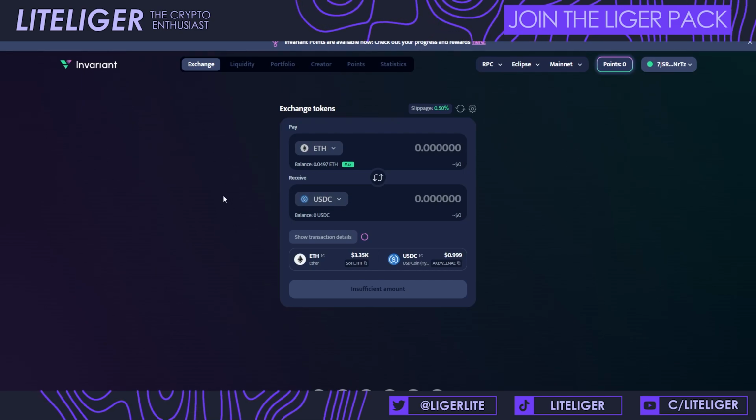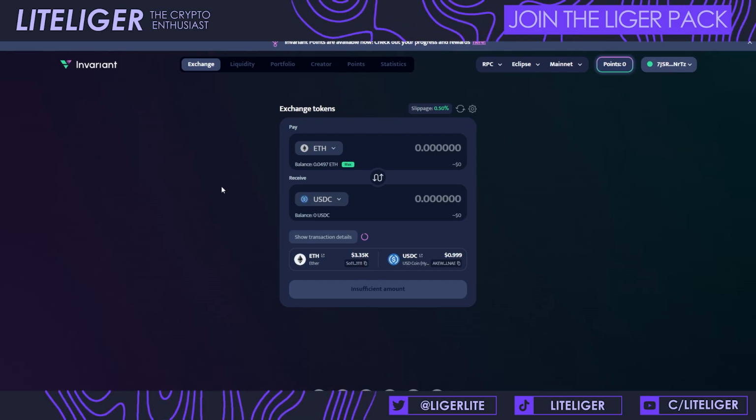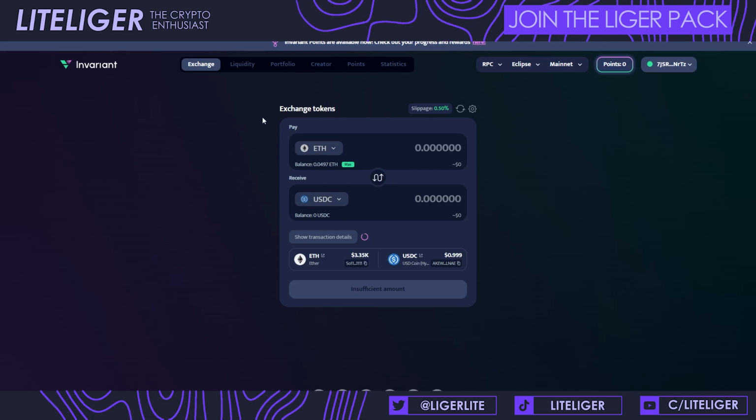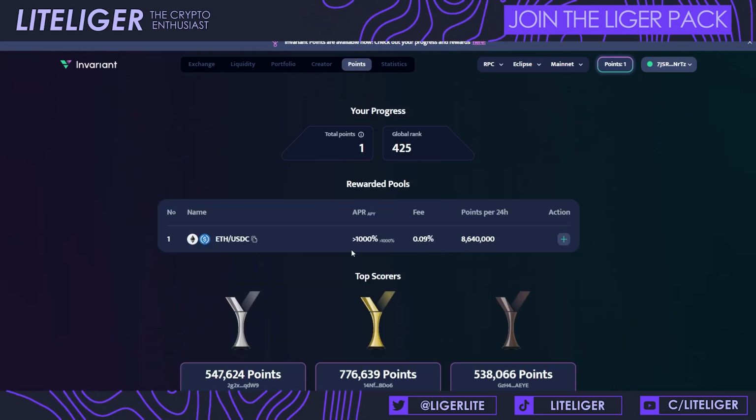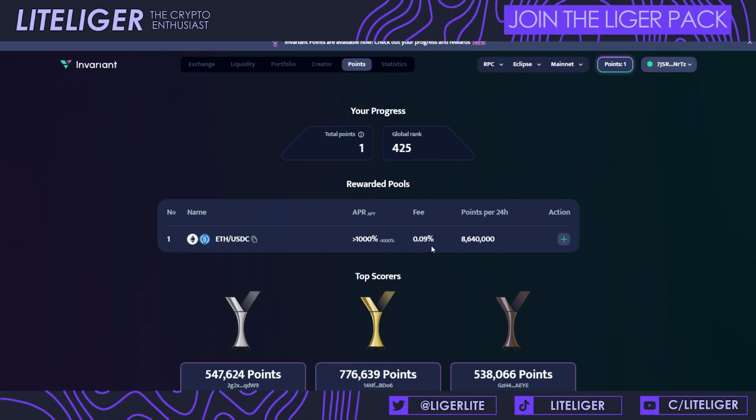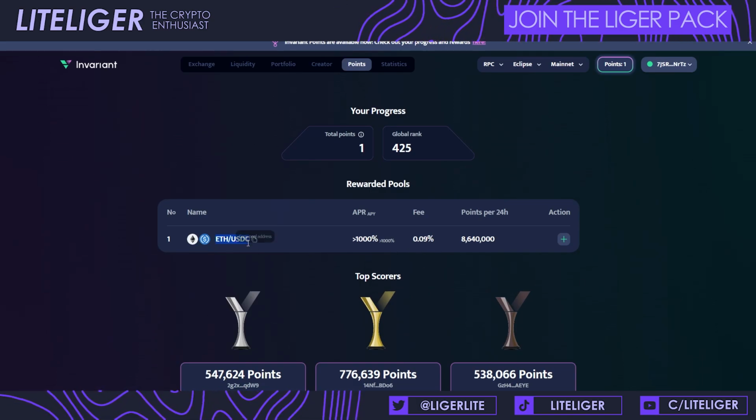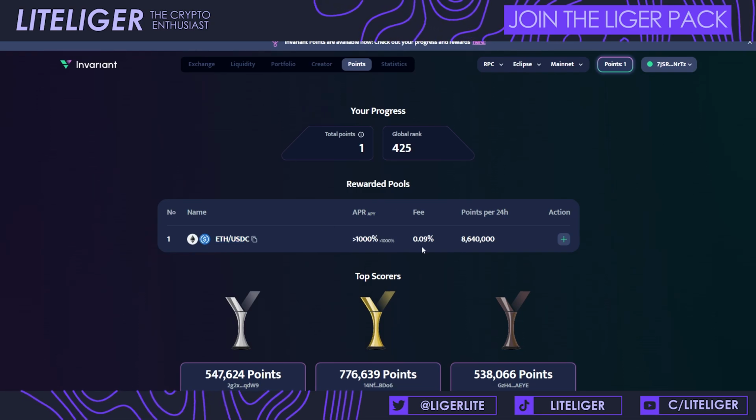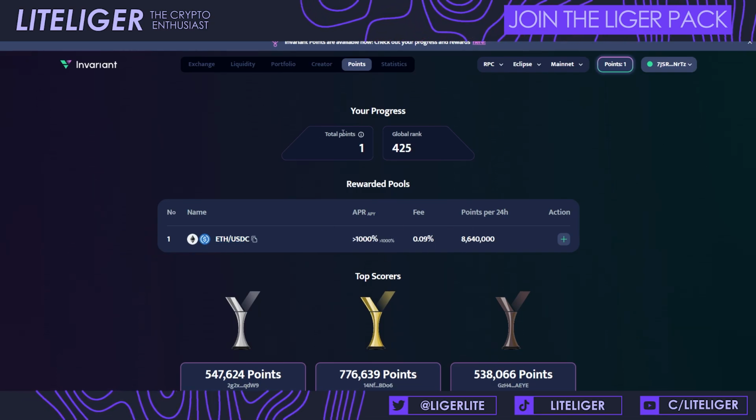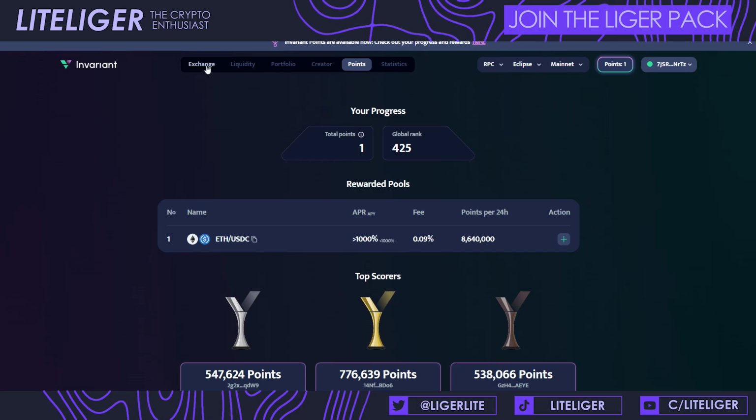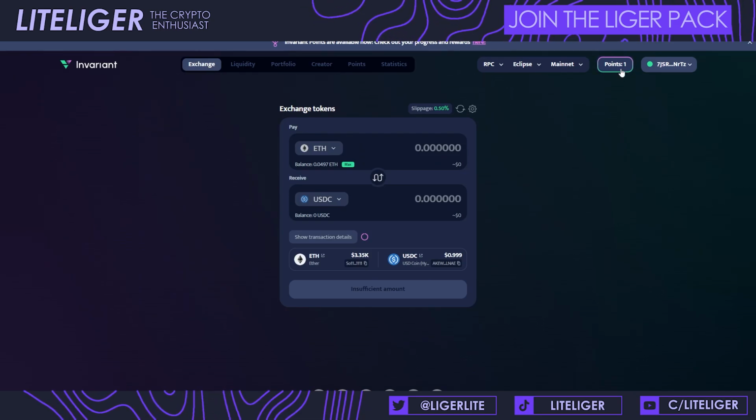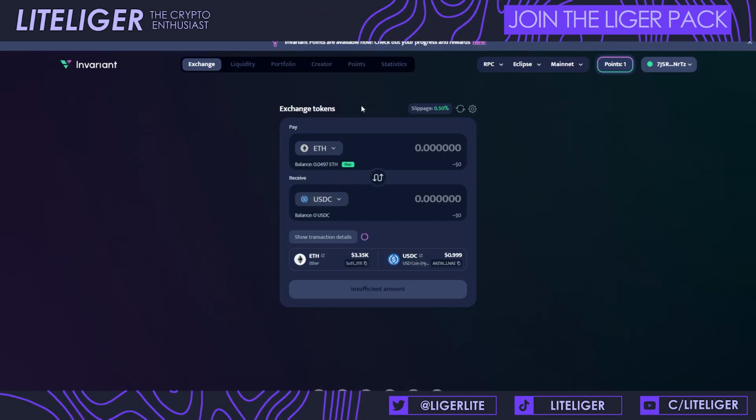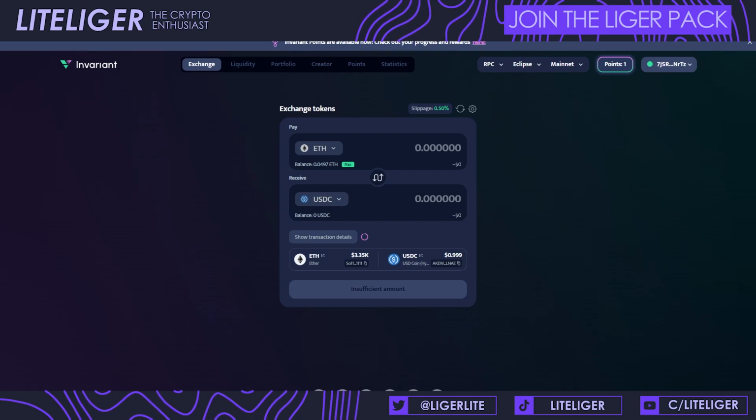Then we have Invariant. This is the go-to DEX on this chain right now. There are other DEXs, but I think this is the best one. They also have an actual points program going on for the Ethereum USDC pair. I actually put $10 of both of them here just to accumulate some points, and it might also play into the criteria for the actual airdrop. Sometimes they look at your liquidity positions, but $10 on both pairs might be too low, to be honest. So let's see how that goes.